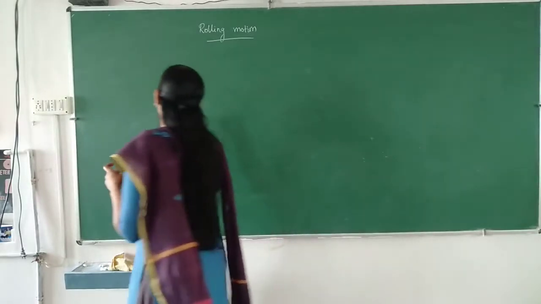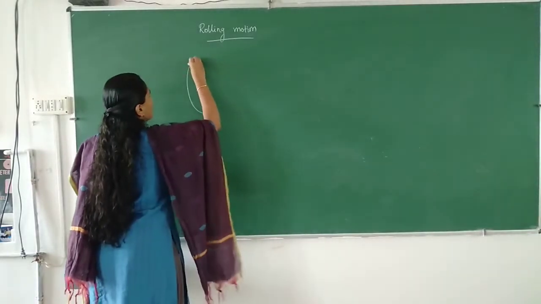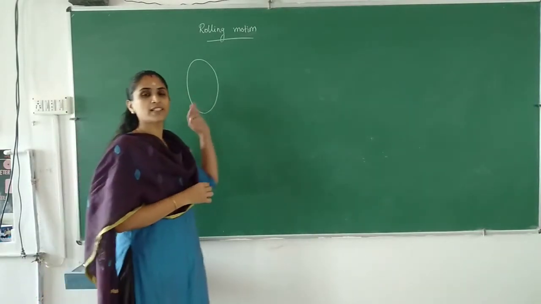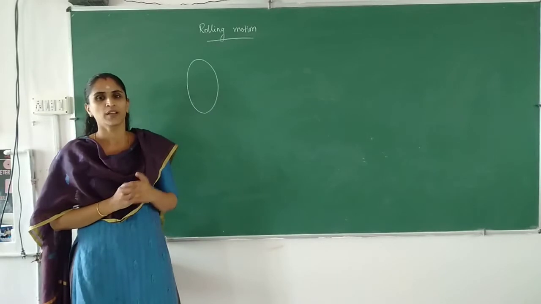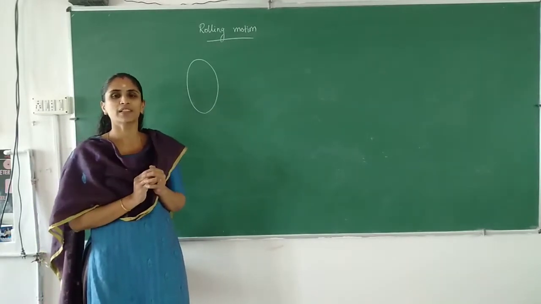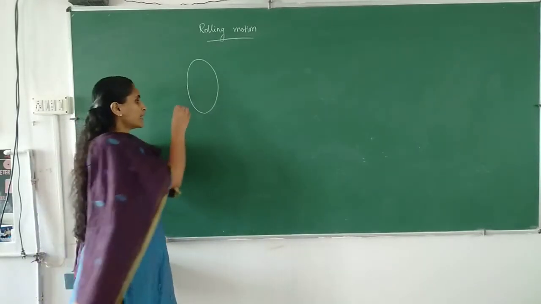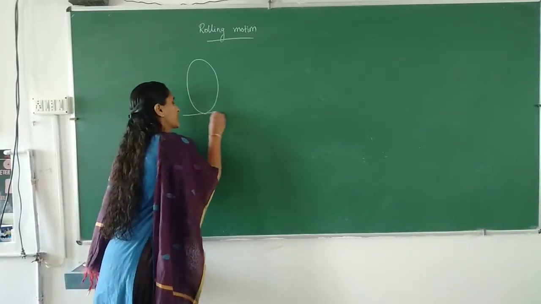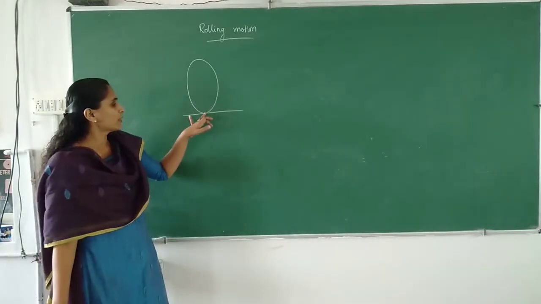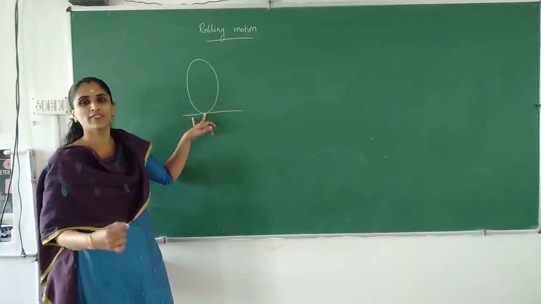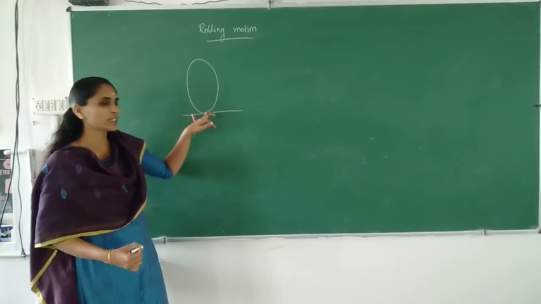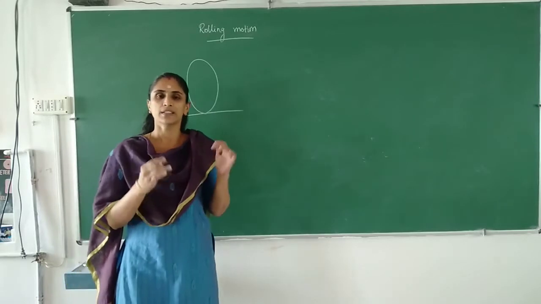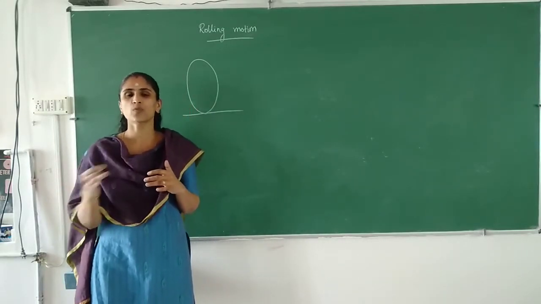So if a disc or a wheel is rolling on the road without slipping, what is meant by without slipping? Without slipping means that the bottom which is in contact with the surface will always be at rest. Whichever point comes in contact with the surface will be at rest. That is what is meant by rolling without slipping.